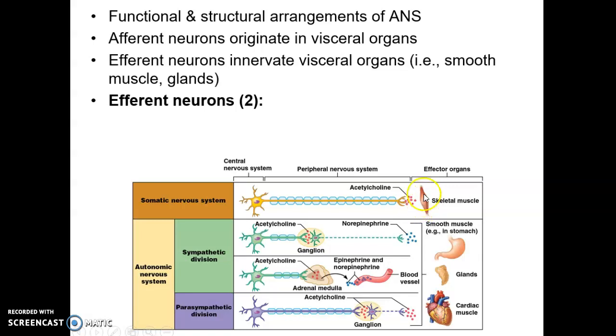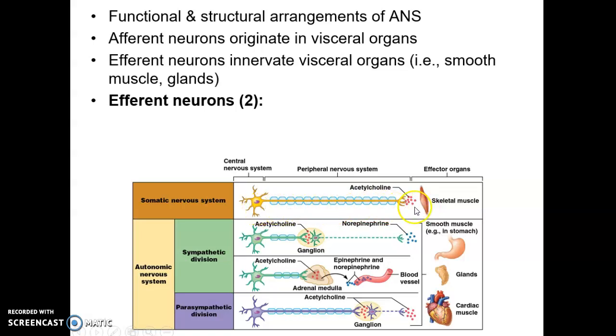Sliding filament theory, the sarcomeres contract, right? The myofibers contract, the skeletal cells, fibers contract, the entire muscle contracts. And we've talked about that in a previous chapter. However, with the autonomic nervous system, there are two efferent neurons, not only one. Somatic nervous system, there's one.